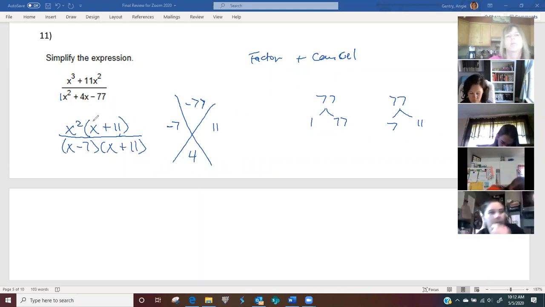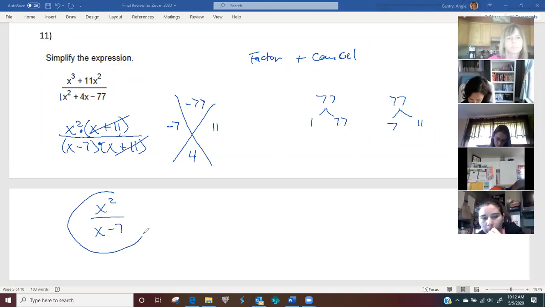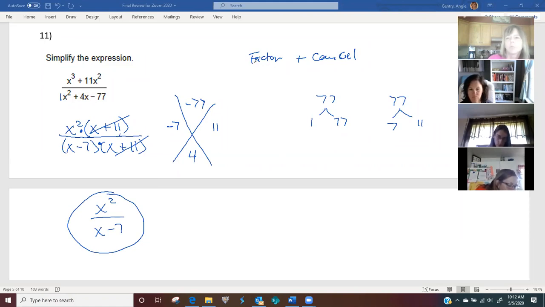And now you have a numerator and denominator that happen to have a factor in common, right? And that's the one you're going to cancel, and your final answer is x squared over x minus 7. All is well in the world. I can move on.